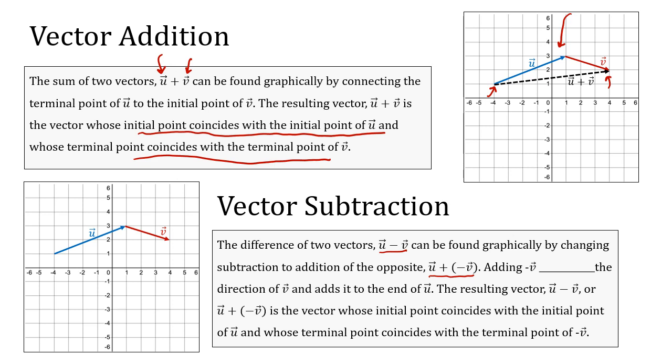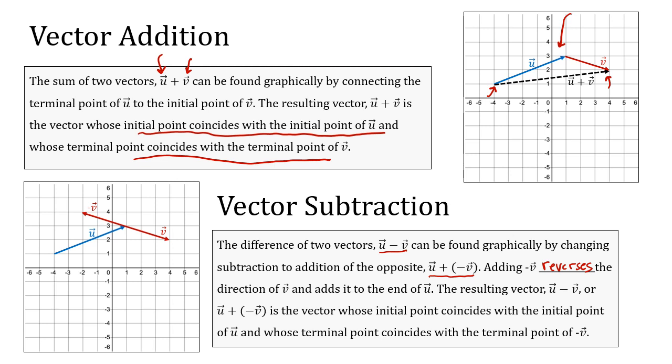Well, adding negative vector v simply reverses the direction of vector v. So right now vector v looks like it is pointing toward, say, southeast. Watch what happens when we reverse that direction. Now it's going exactly the opposite of that. So now it's going northwest. And so we say that adding negative vector v reverses the direction of vector v, and it adds it to the end of vector u. So just the opposite.